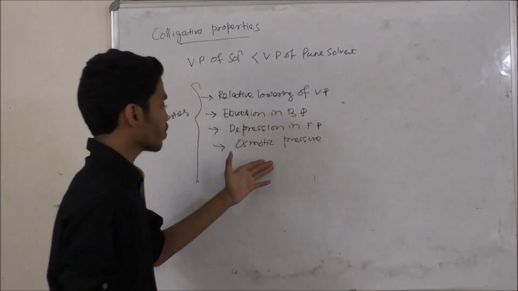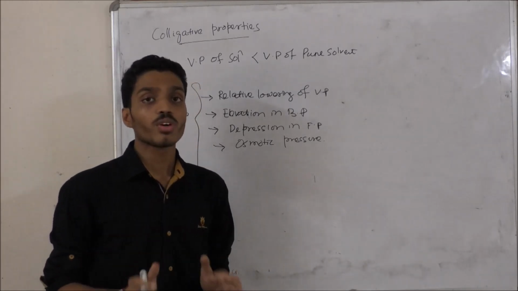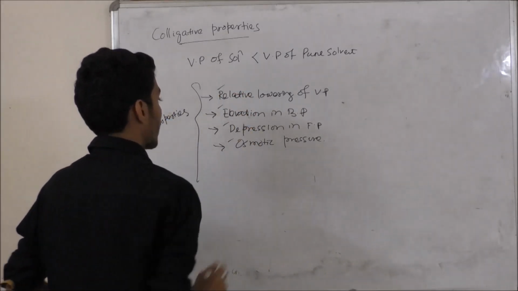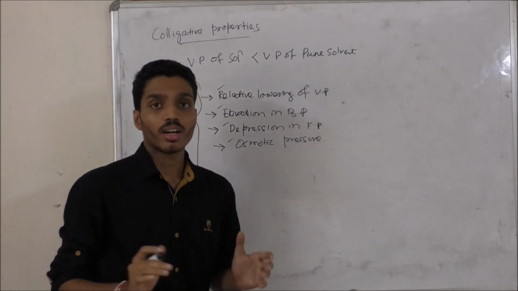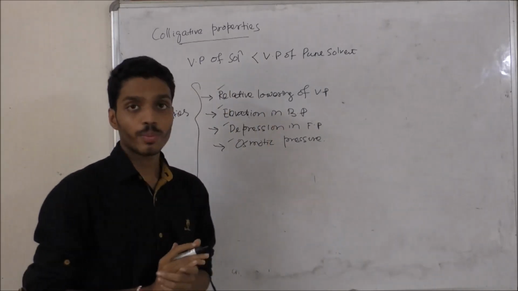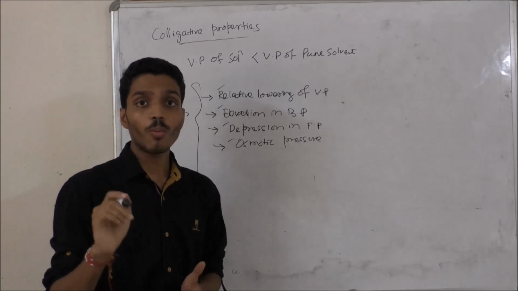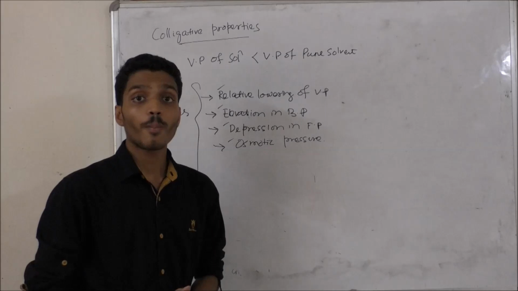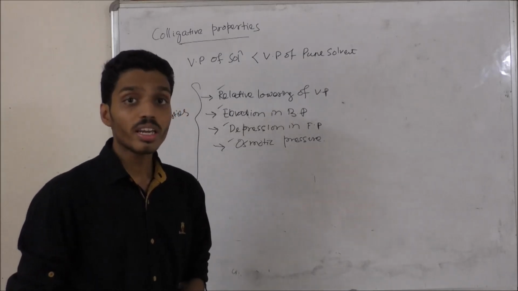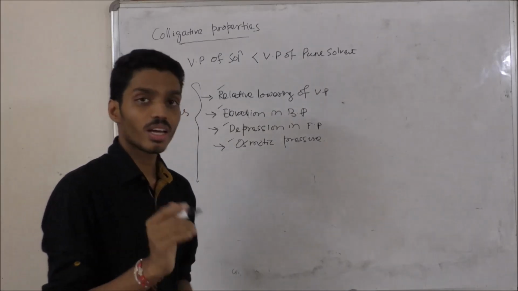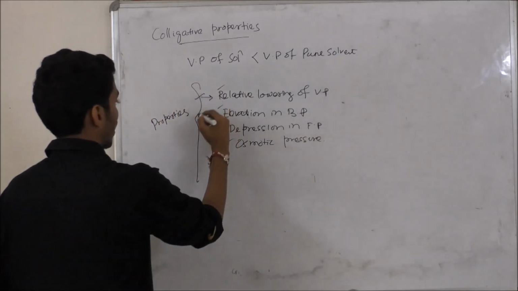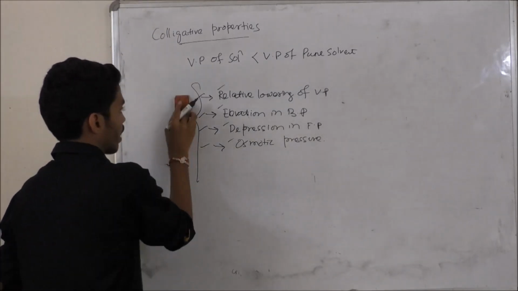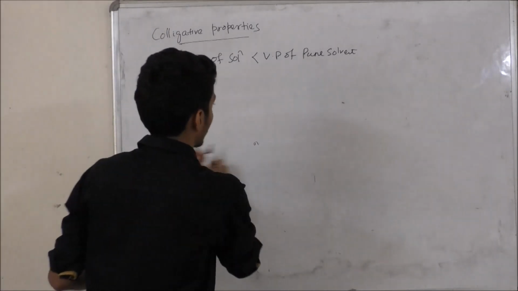And remember, all these properties depend on the number of solute particles only. So what are colligative properties? The properties of solution which are related to lowering of vapor pressure and depend only on the number of solutes are known as colligative properties. So these four are colligative properties that we will discuss one by one today. Let's first start with relative lowering of vapor pressure.